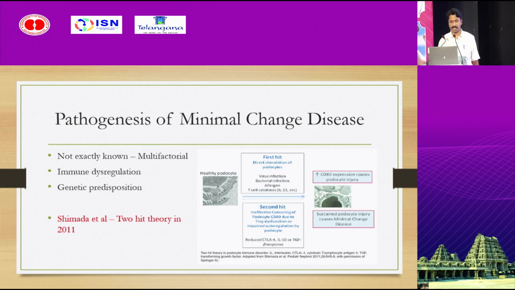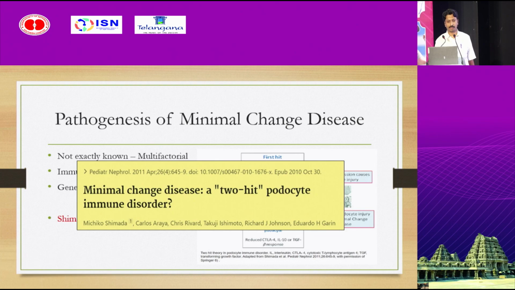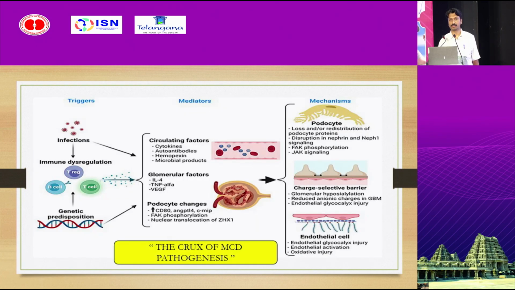In 2011, Shimada et al., in their classical paper, proposed a 2-hit theory for the pathogenesis of minimal change disease. The first hit was a direct stimulation of podocytes due to some toxin or infection, either viral or bacterial infection or some allergens, which sets into motion some T cell stimulation leading to multiple T cell cytokines release. That is most probably interleukin 13. And the second hit is that the immune response is not regulated, and this leads to overactivation of the immune system, leading to persistent proteinuria, which causes the minimal change disease. So this is the crux of the pathogenesis of minimal change disease.